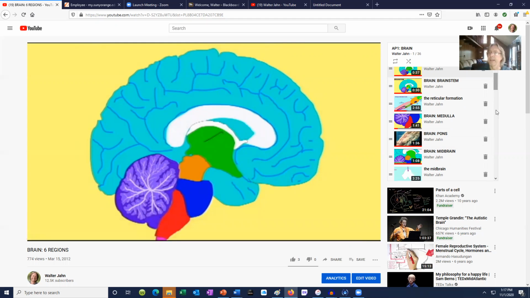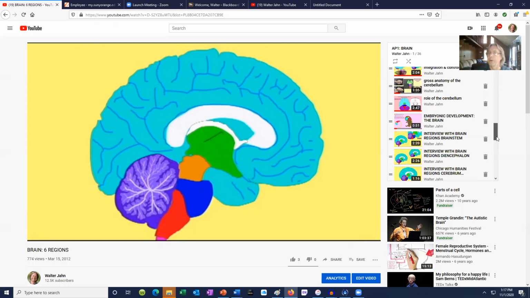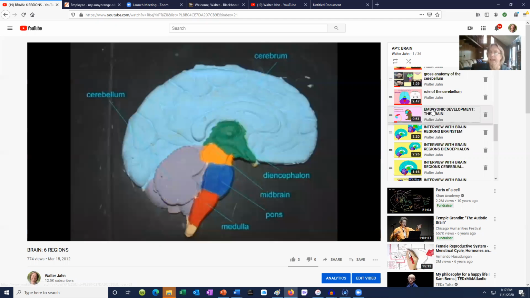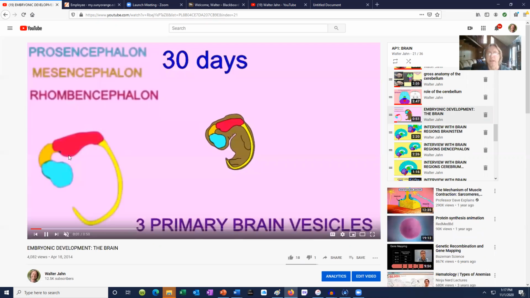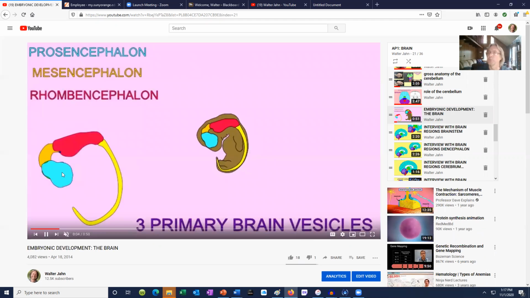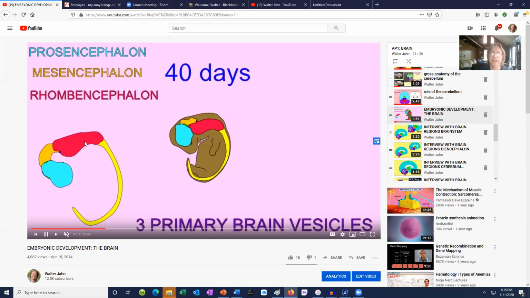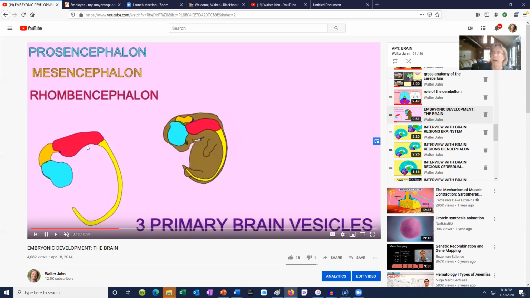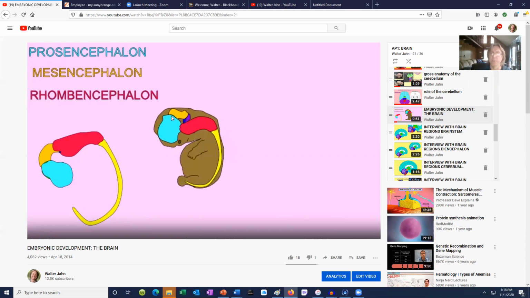So once again, as the embryonic brain forms, it forms as three separate lobes, two of which then subdivide. And so here you have the prosencephalon. This will end up forming the cerebrum and the diencephalon, the mesencephalon, which will form the midbrain, and then the rhombencephalon, which will then form the cerebellum, the pons, and the medulla.